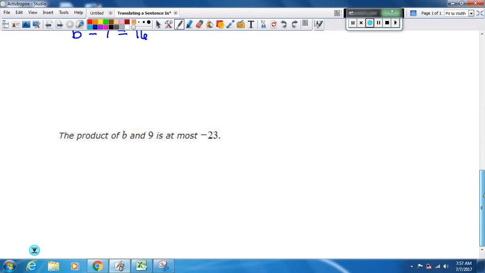And the next one, product of B and 9. Okay, in algebra, with product, you just write these side by side, and you're going to put the number out front. So it's going to look like 9b. That's how you write the product of something. Is at most, well, that means it can't be more than, so it can be less than or equal to negative 23.